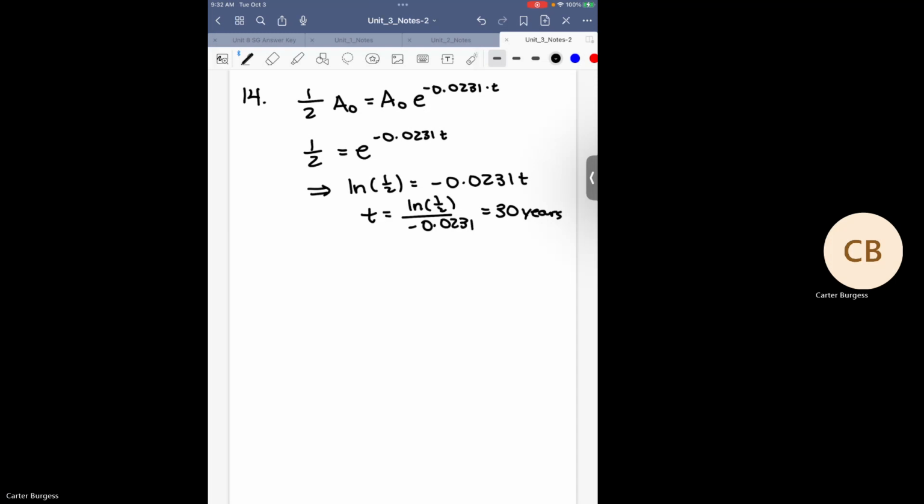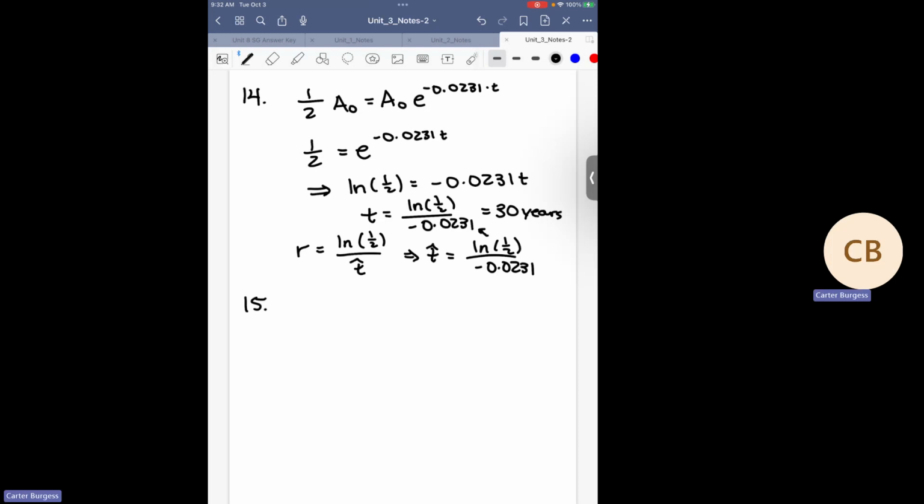All right. Alternatively, we could have taken this r and set it equal to the ln of 1/2 divided by whatever our half-life is, and then solved and gotten the exact same thing. So that this half-life would be equal to the ln of 1/2 divided by negative 0.0231. Certainly also totally fine. Notice that we get the exact same thing that we got up here. Either way, perfectly acceptable.